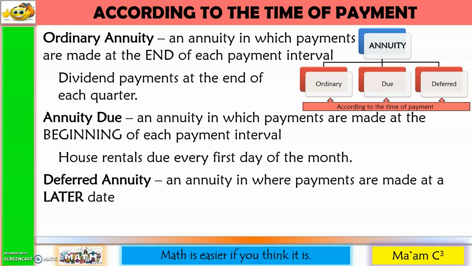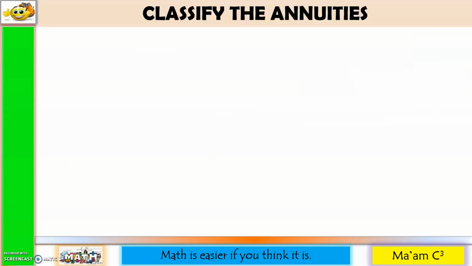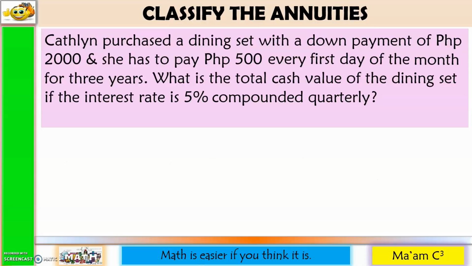And last one, deferred annuity, an annuity in which payments are made at a later date. Example, a buy now, pay later scheme in an appliance store. Let us classify the following annuities. Kathleen purchased a dining set with a down payment of 2,000 pesos, and she has to pay 500 pesos every first day of the month for 3 years. What is the total cash value of the dining set if the interest rate is 5% compounded quarterly?